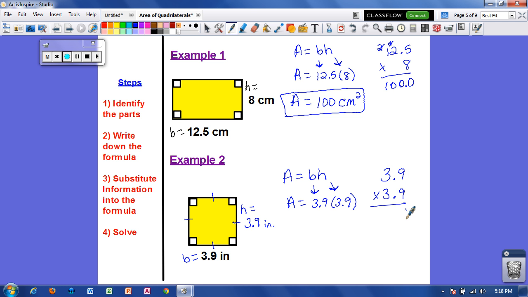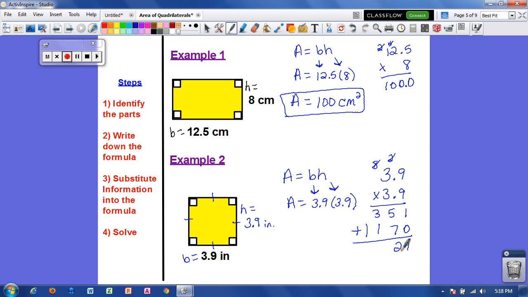Alright, 9 times 9 is 81. 3 times 9 is 27, plus 8 is 35. I have to put my 0. 9 times 3 is 27. 3 times 3 is 9, plus 2 is 11.